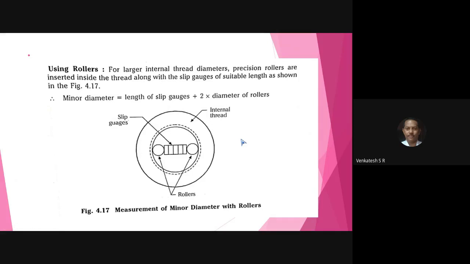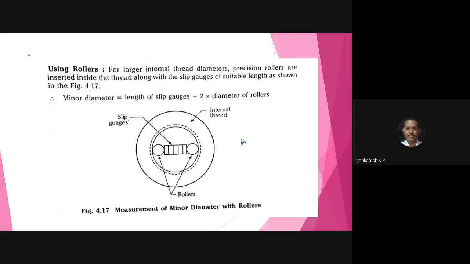Next, come to the point. Measuring the minor diameter of the component by using rollers. This is for the internal thread. So here you have to place the rollers in the bottom portion of the thread, and in the center you can use the slip gauge that will give you the minor diameter of the thread.